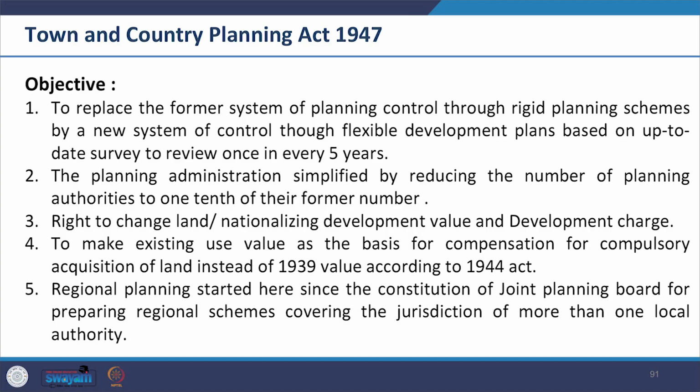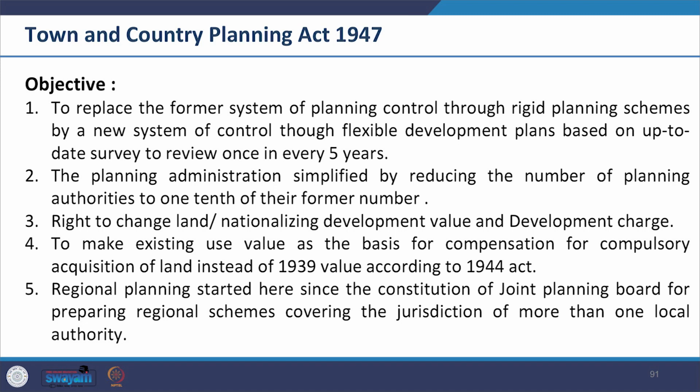In the beginning, we talked about Aisha's publication, which said that we follow the 1947 Town and Country Planning Act. So here we have reached the 1947 Town and Country Planning Act. You would see that in the Town and Country Planning Act of 1947, the main purpose was to replace the former system of planning control. So you saw a series of planning control systems.